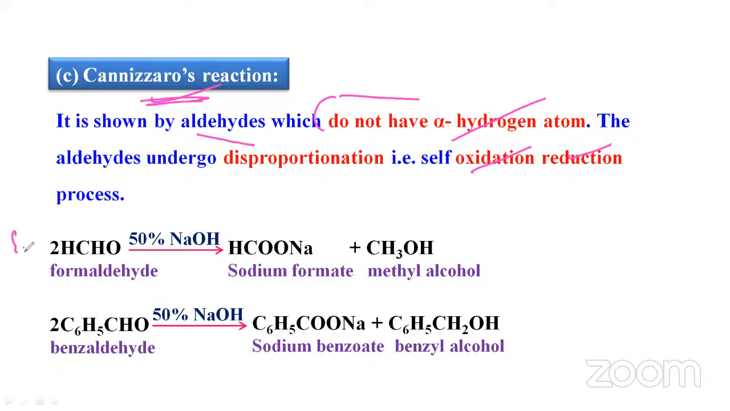So this is an example. Formaldehyde: you can see there is no alpha hydrogen. So this is treated with what? 50% NaOH.